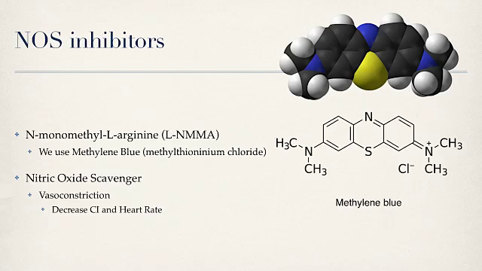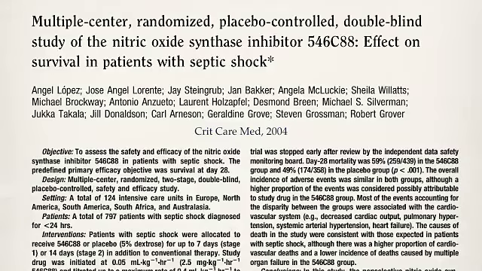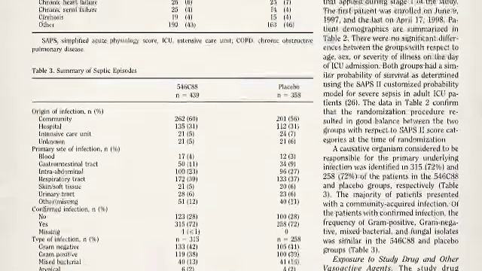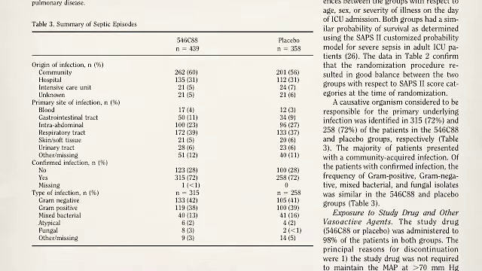Here's a multi-center randomized placebo-controlled double-blind study of nitric oxide synthase inhibitor 546C88. It's an experimental drug. And they did that in septic shock patients. And this is just to show you that the demographics of both groups, those who received the NOS inhibitor and those who did not, are very similar. The summary of where the origin of sepsis is from is also similar.